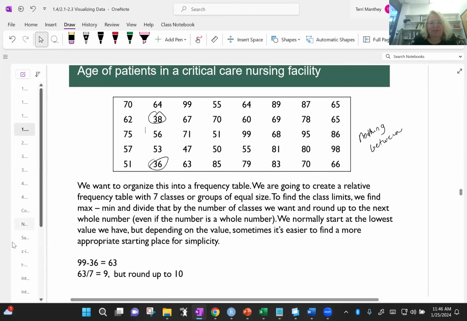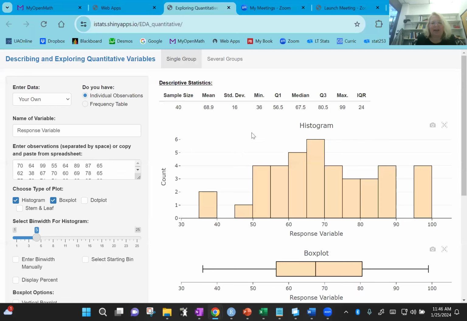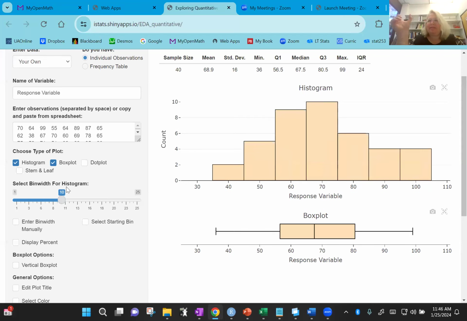So the easy way to do this is to go back to our handy dandy exploring quantitative data. Now, this is called a histogram. We're going to talk about histograms in a minute, but I can adjust the bin width for this histogram. So that's what I'm going to do. I know what I want. I figured out the bin width was 10. That's how many numbers I have, right? So each starting point is 10 more than the one before it. That's my bin width.